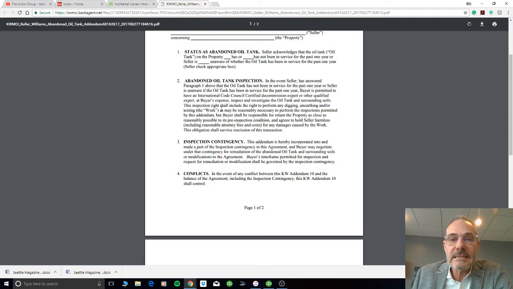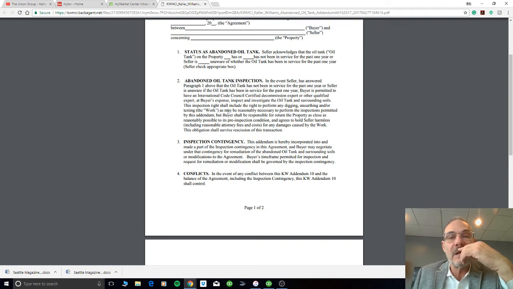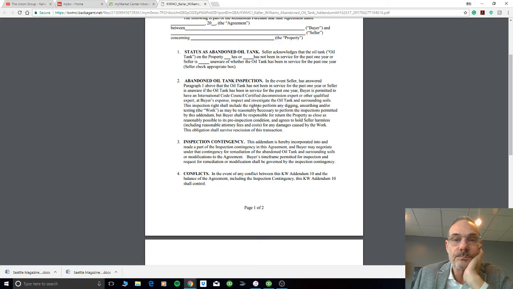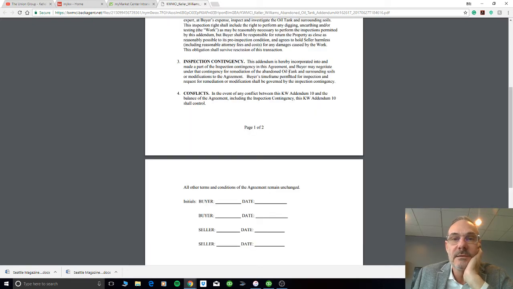All right, so this is kind of another inspection. The seller's allowing the buyer to come in and inspect the property to find the oil tank and find out, has it been decommissioned? Because the seller's acknowledging they know there's an abandoned oil tank and they haven't serviced it in a year, but they may not even know if it's been decommissioned or not. Okay, and then it's being incorporated as part of your inspection contingency, and you can negotiate off it.